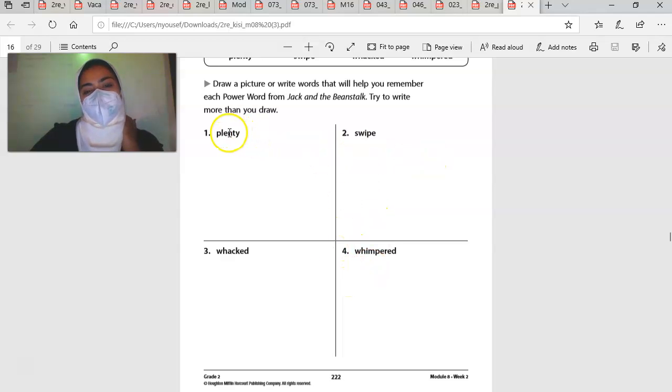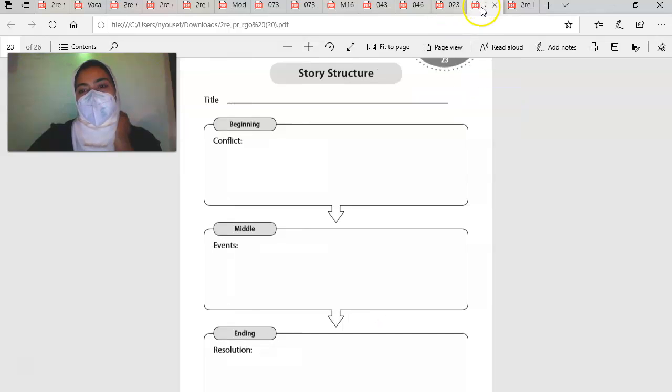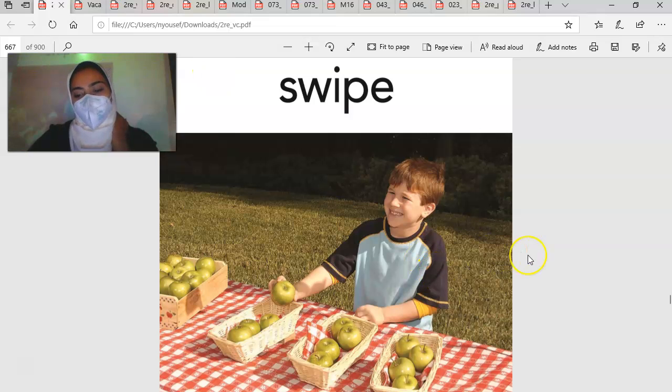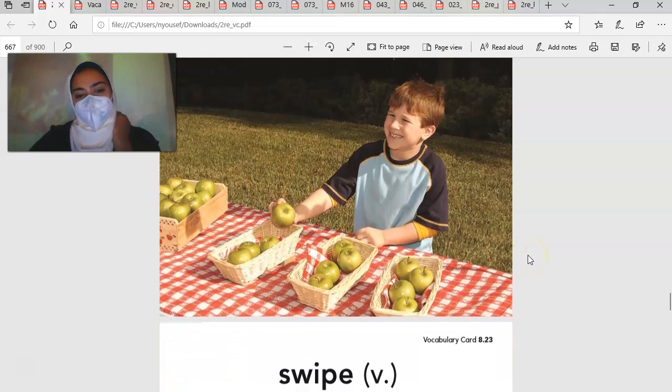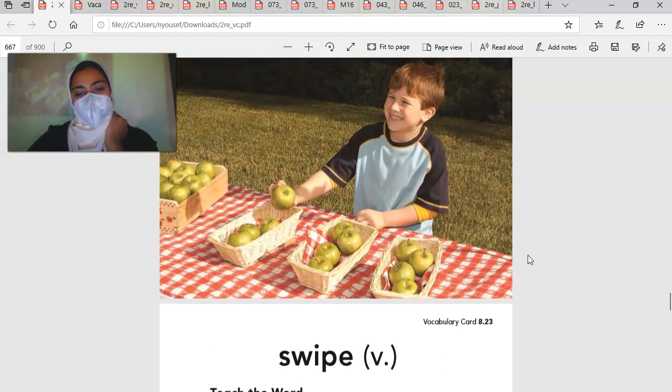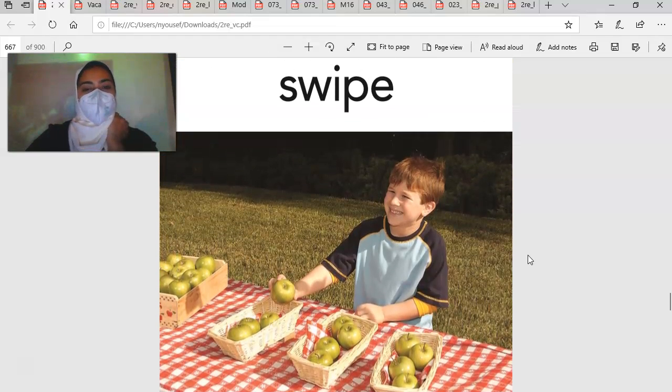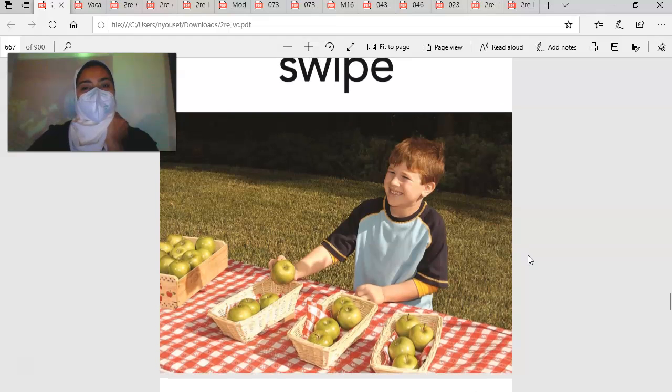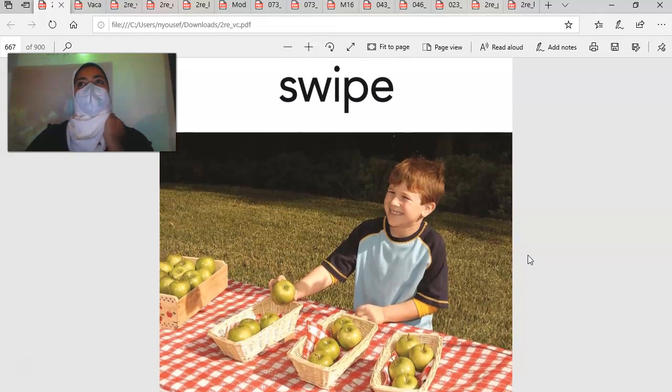Miss Yusuf, we skipped plenty. That's okay. Let's just start with swipe. So if we look at the vocabulary card, swipe. The boy looks like he's maybe selling apples. If you swipe something, you take it, or he's taking an apple. So if you swipe something, you take it. What's something that would remind us that swipe means to take?